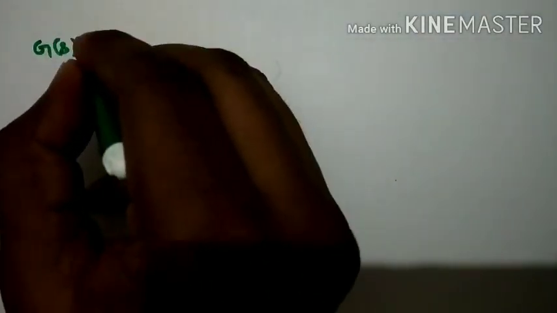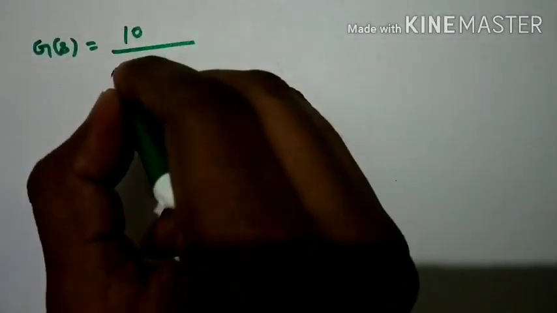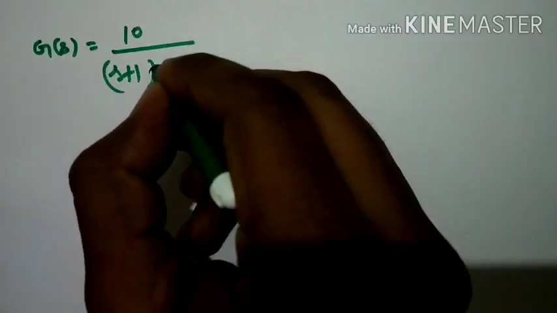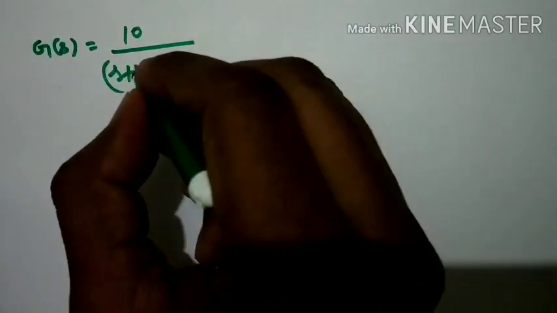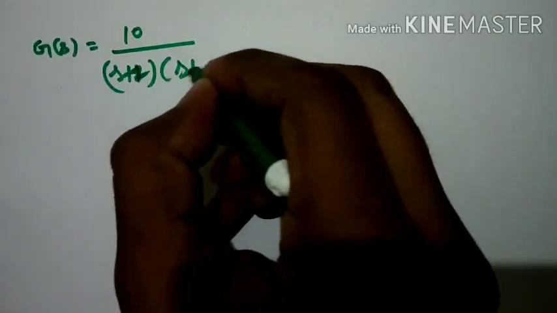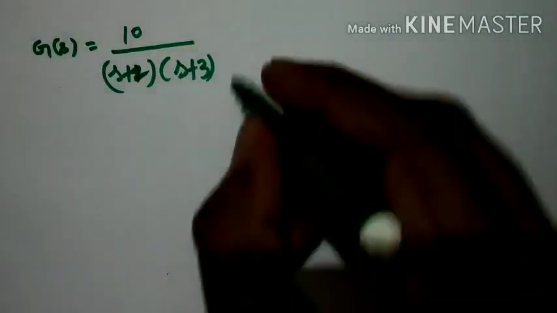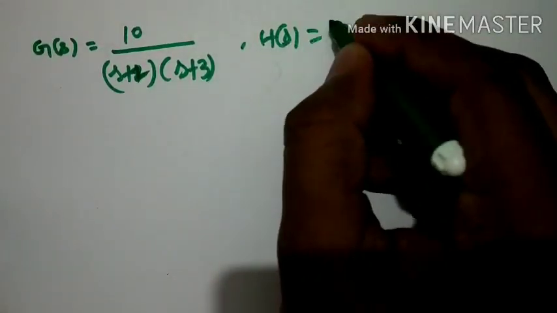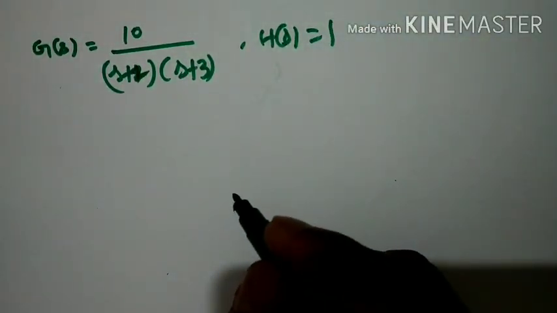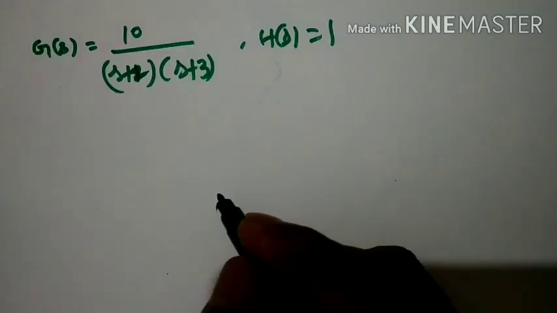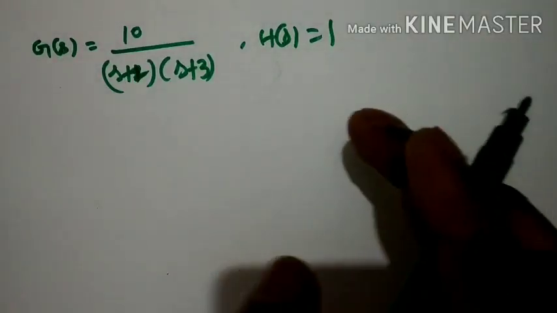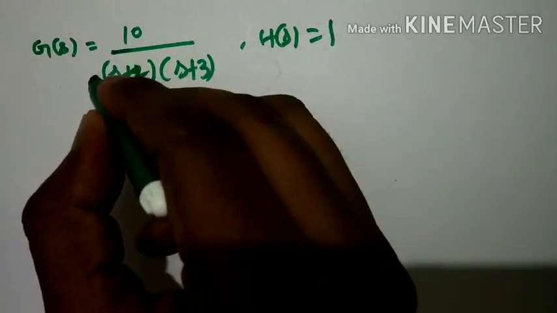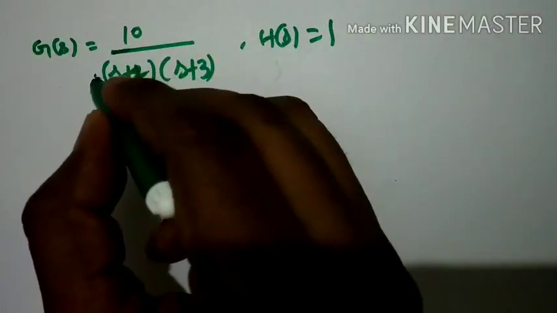So this transfer function G(s) is equal to 10 / ((s+2)(s+3)). Of course, here also H(s) is equal to 1. Now see that the open loop system has no pole at origin. See this open loop system, no pole at origin, right.